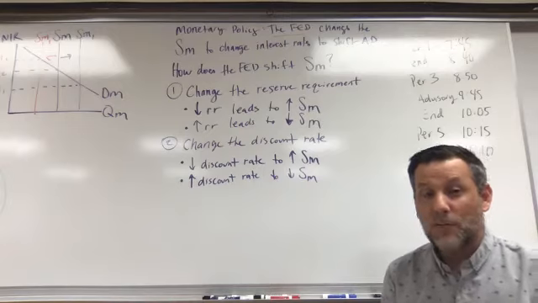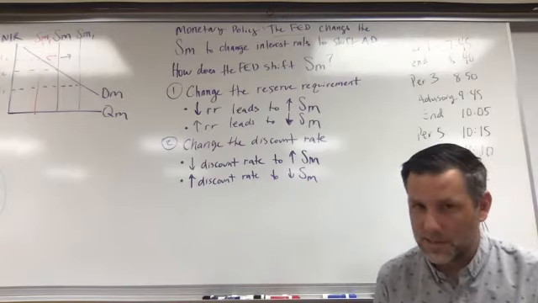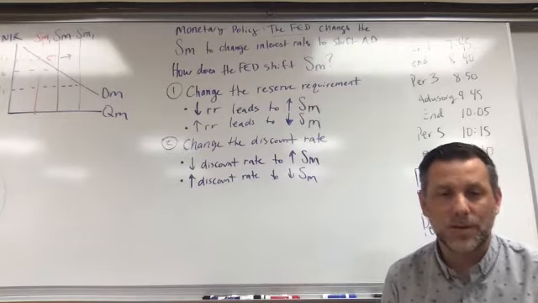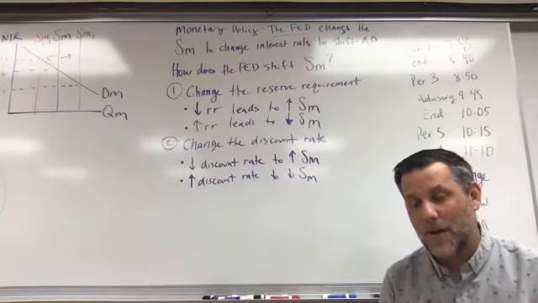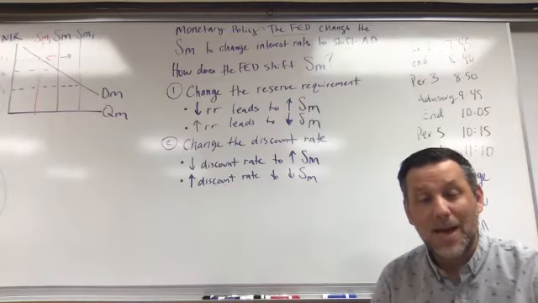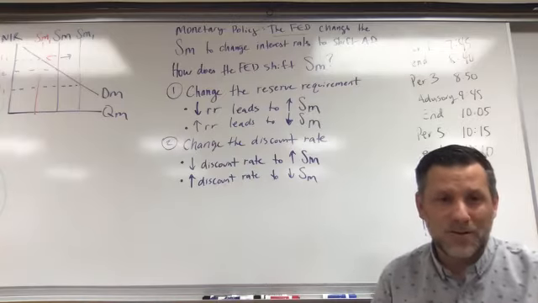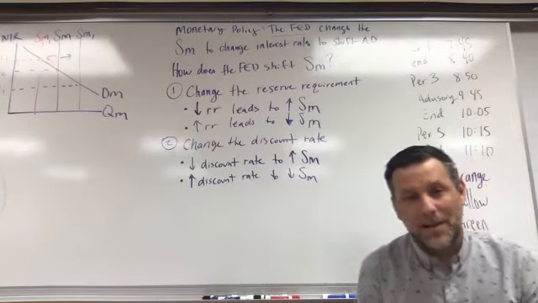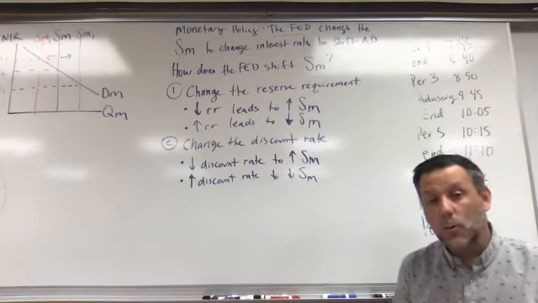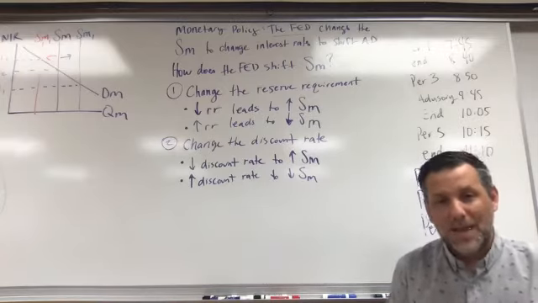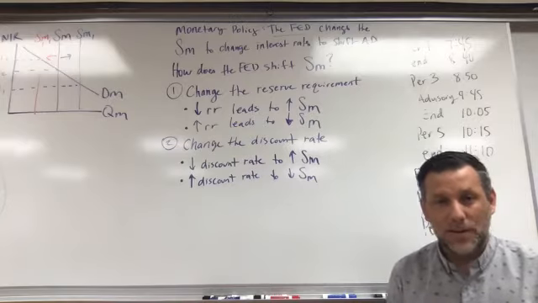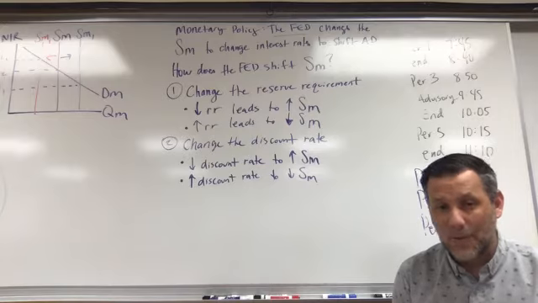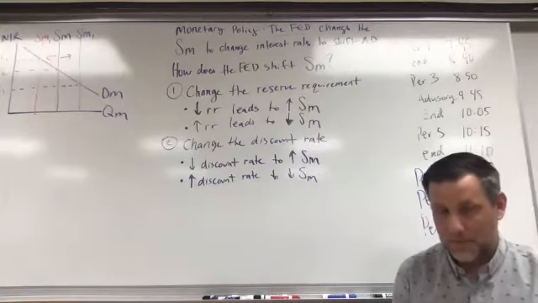Now, if the Fed wants to send a really strong signal, like if the Fed is really worried about inflation or recession, they'll change that discount rate by 0.5%, 50 basis points. So let's say the Fed was really worried about inflation. They might announce after their monthly meeting that the Fed is seeking to increase the discount rate by 0.5%.